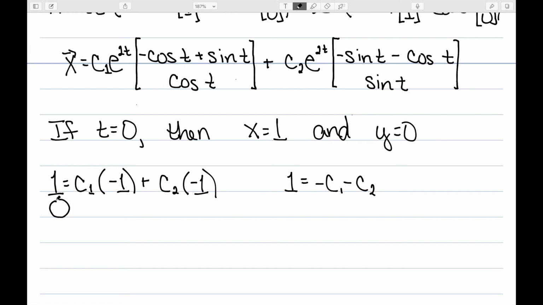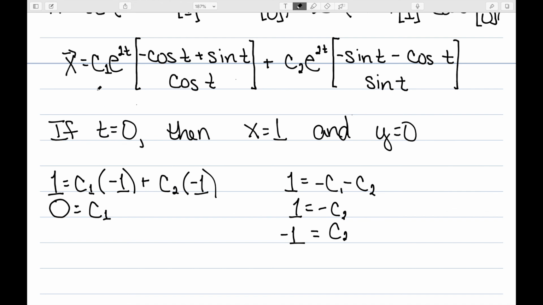The second row should be equal to 0 since y is equal to 0. Well, I know that cosine of 0 is 1, so this is 1 times c1. And I know that sine of 0 is 0, so this is c2 times 0, or just 0. So in this case, I know what c1 is, so I can easily find c2. c2 would be equal to negative 1.